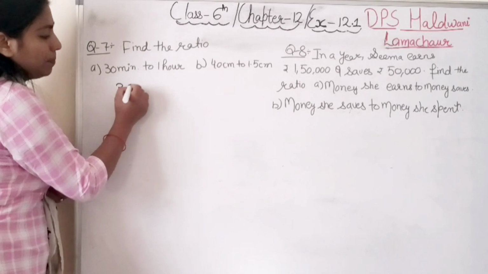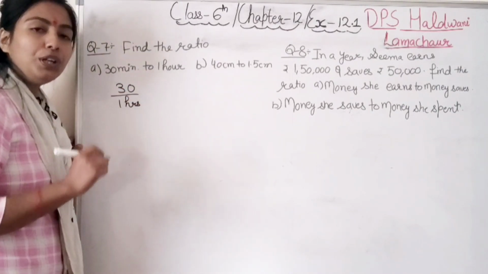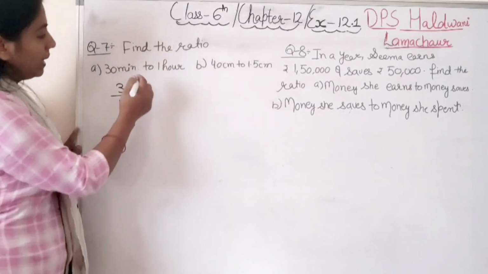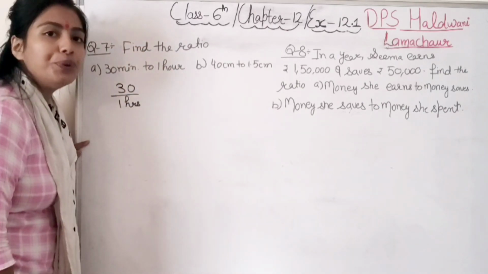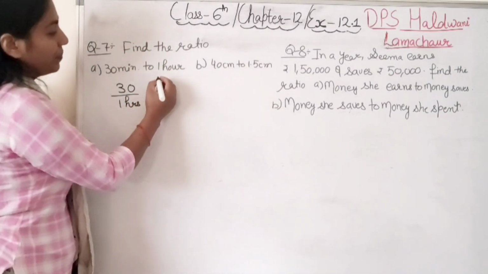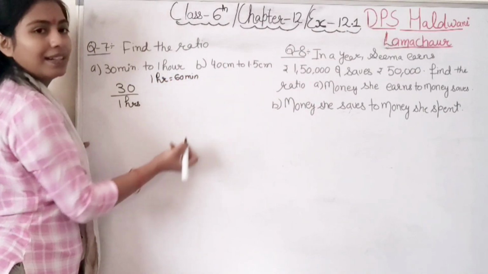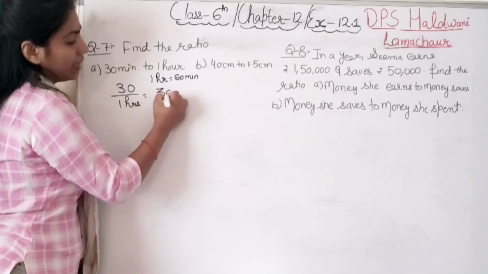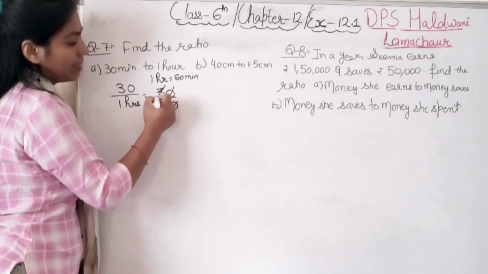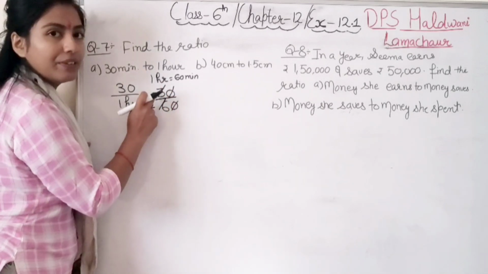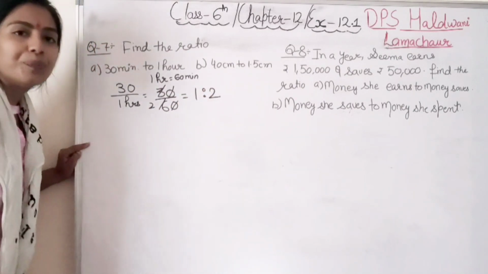It means 30 minutes to 1 hour. But as you can see, student, I told you the ratio will be in the same unit. It is in minutes, it is in hours. So first of all, you will convert this hour into minutes. Everyone knows this conversion we have done. 1 hour is equal to 60 minutes. So the ratio would be 30 upon 60. Minutes and minutes. 0, 0 cancel. 3 ones are 3, 3 twos are 6. It means the ratio will be 1:2.